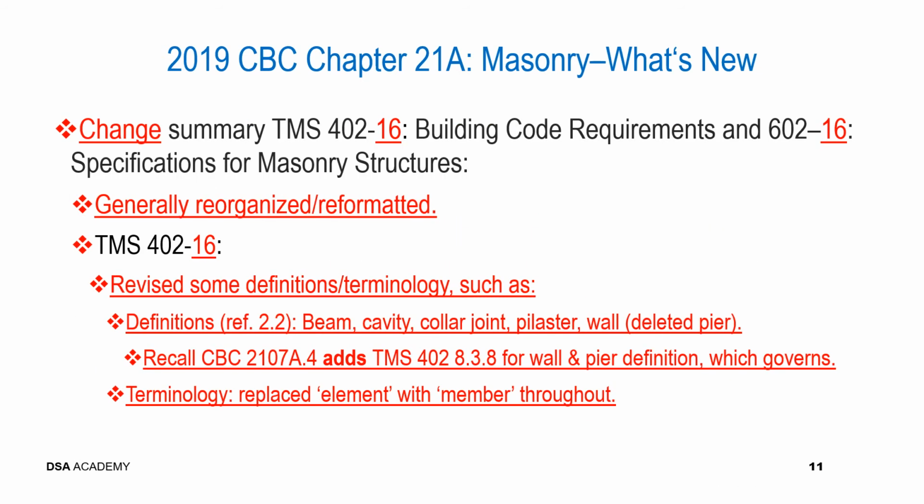The TMS 402-16 and the 602-16 have both been generally reorganized and reformatted. Under the 402-16, there have been revisions to the definitions and terminology such as beam cavity, collar joints, pilaster, walls, and piers. If you recall, under section 2107A.4, it adds TMS 402 8.3.8 for walls and pier definitions which govern. Also, terminology has been changed, replacing any element with the word member throughout.